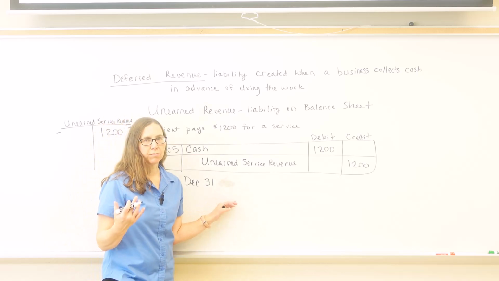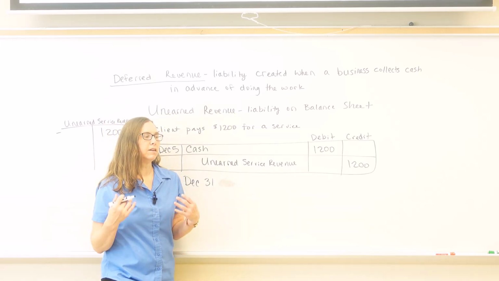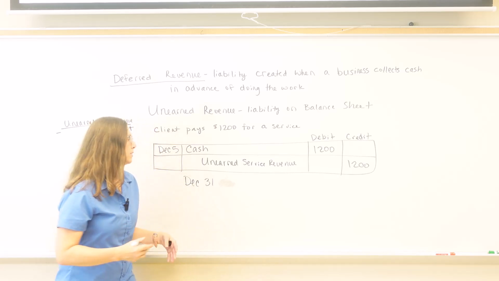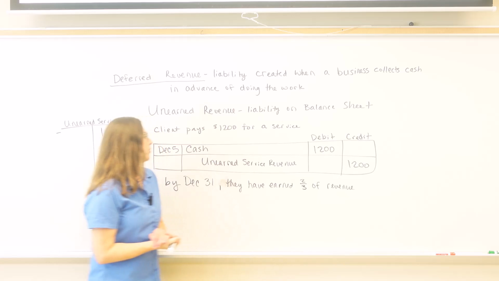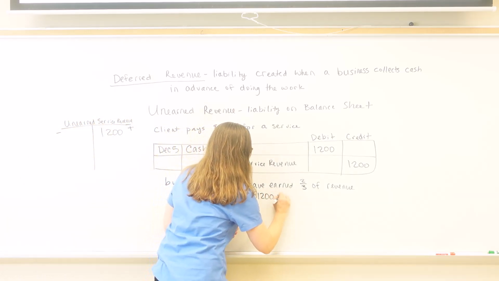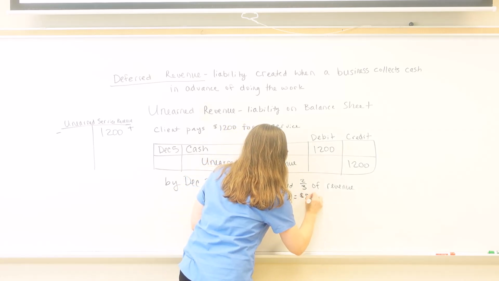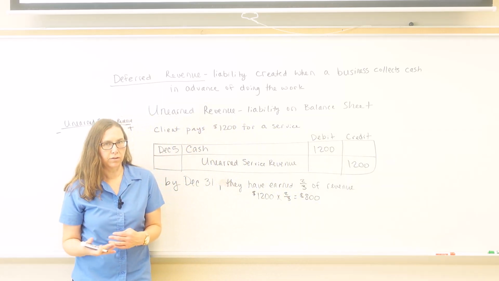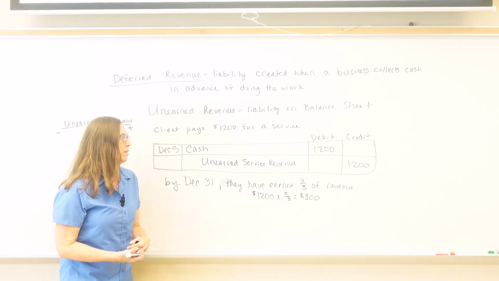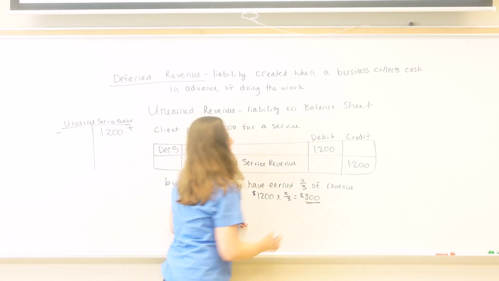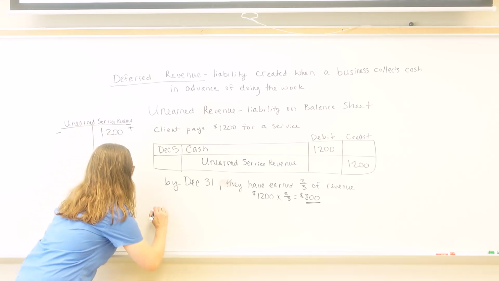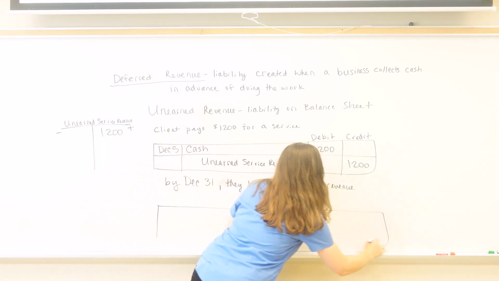So let's say at December 31st, they're looking at this account and they realize that they've performed 2/3 of the services for that client. So if you take $1,200 times 2/3, that gives you $800 that they've earned. Well, it doesn't make sense to leave it in this unearned account if they've earned it. So you would want to move the $800, and you would want to move it to the regular service revenue account. So to do that, you would do another entry.